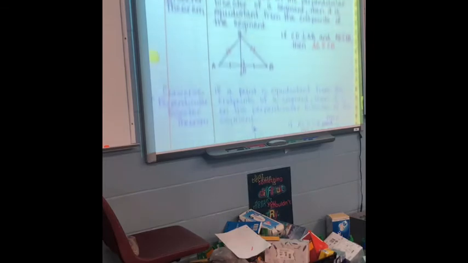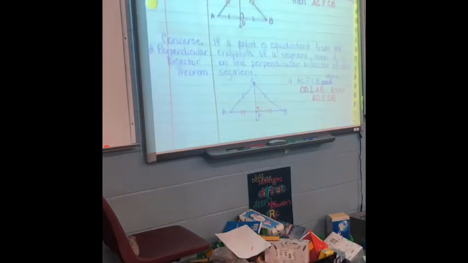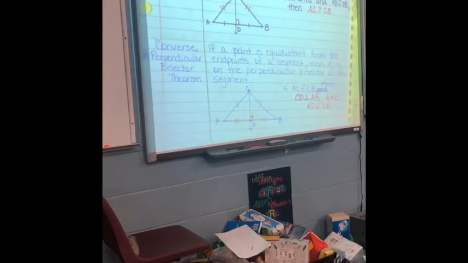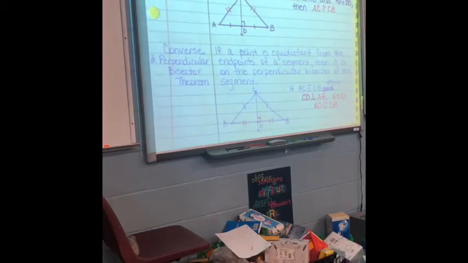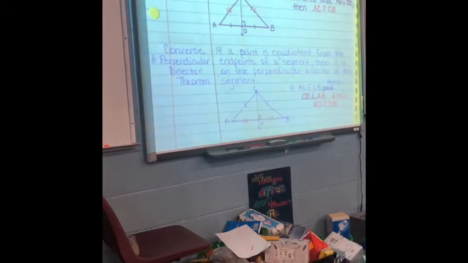The perpendicular bisector theorem tells us that if a point lies on the perpendicular bisector of a segment, then it is equal distance from the endpoints of this segment. So as you can see here, if CD is perpendicular to AB, and AD and DB are congruent, then AC and CB are also congruent.